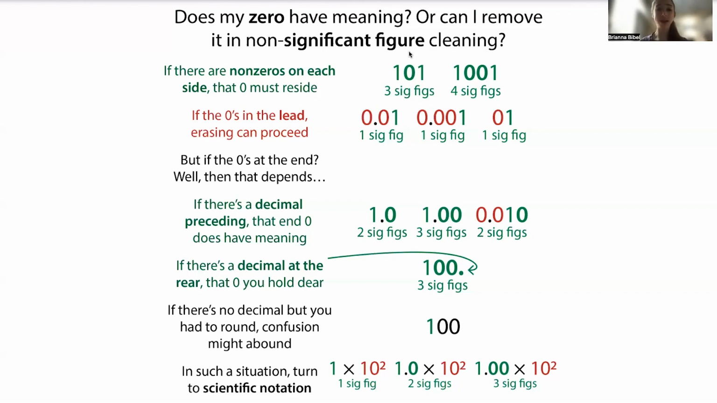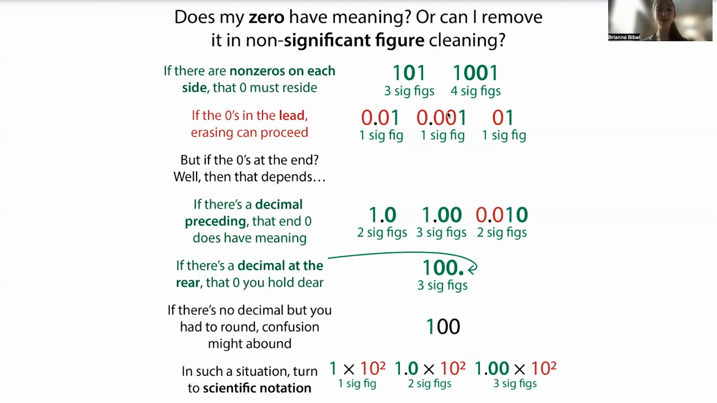So 101 has 3 sig figs. 1001 has 4 sig figs. We're filling from the right, so if there are more empty seats to the left of that first person, that doesn't really matter. Where they took that choice to sit, that was the choice, and no matter how many seats are left to the left, that doesn't matter. So if you have zeros before the first digit, that doesn't matter.